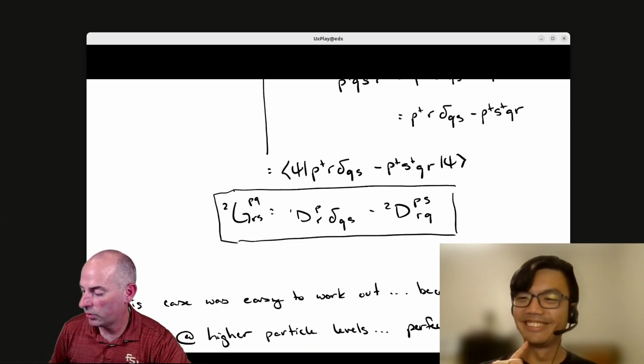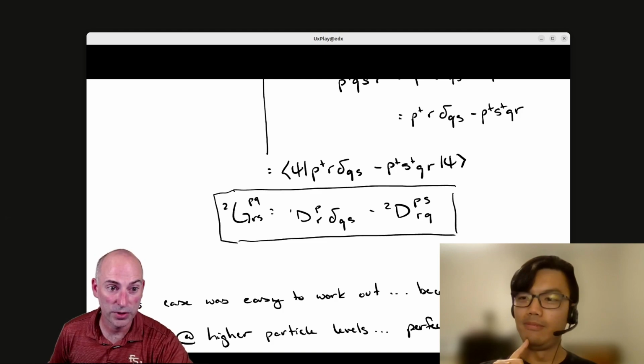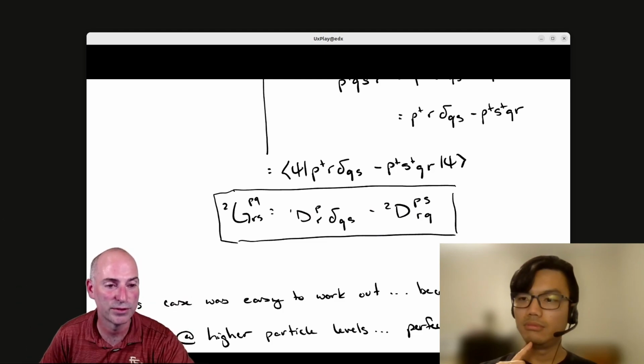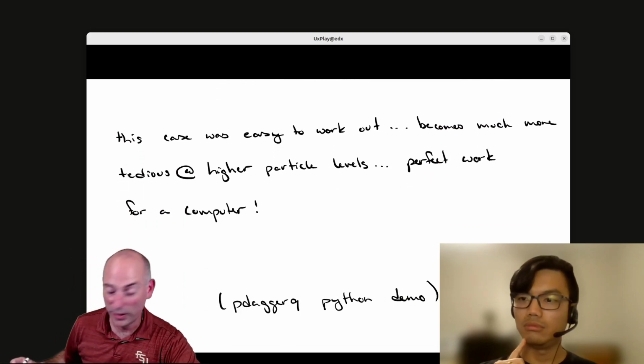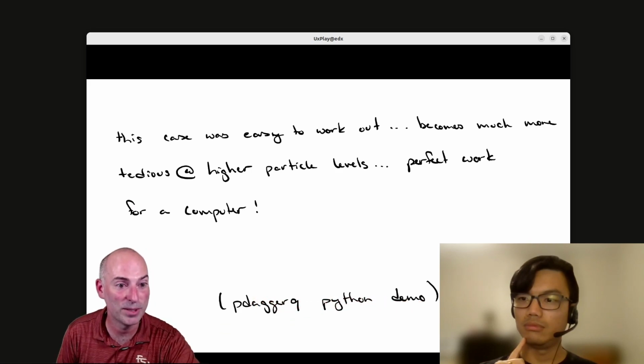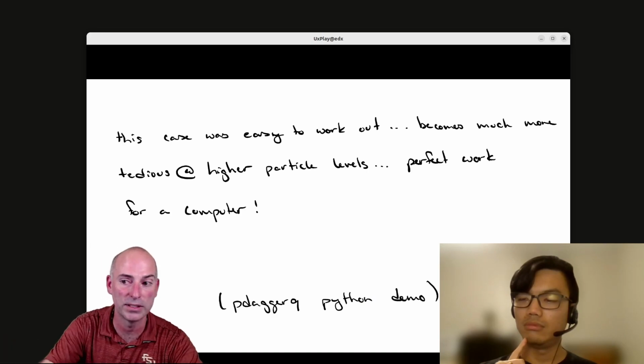Okay? So we just use those commutation relations to define the relationship we expect between the particle-hole matrix and the particle matrices. This was very easy to work out, but you could imagine if you had RDMs defining 10 electrons instead of 2 electrons, these types of manipulations would become very, very tedious. And it ends up being perfect work for a computer. So now, as this implies, we should insert a demo of some software that my group has developed to do exactly these types of manipulations.